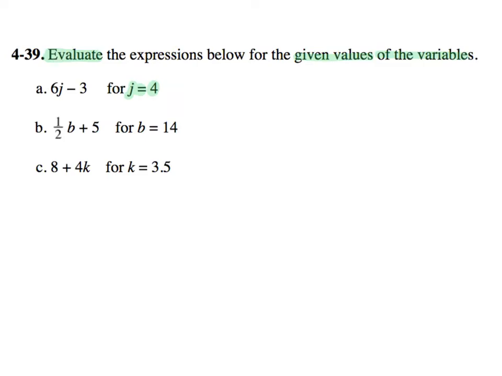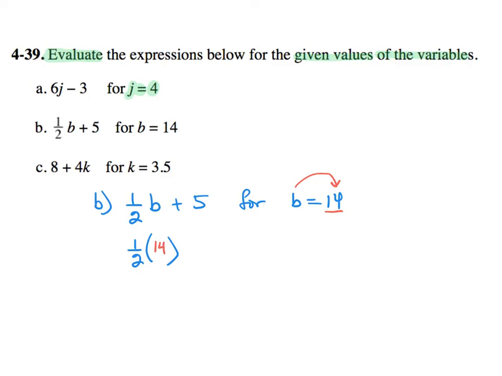So right now, looking at B, I have 1/2, and I will copy it first in your notes the way it's given so you could follow along. Okay, so the variable is going to be substituted with a value of 14 in the expression. So I have 1/2, and then B is the 14 that I'm going to substitute, and then I have plus 5. Now we have to follow order of operations, so we always have to multiply first.